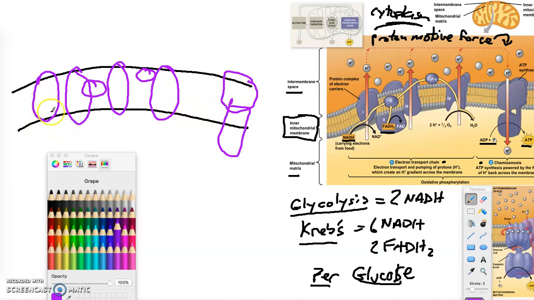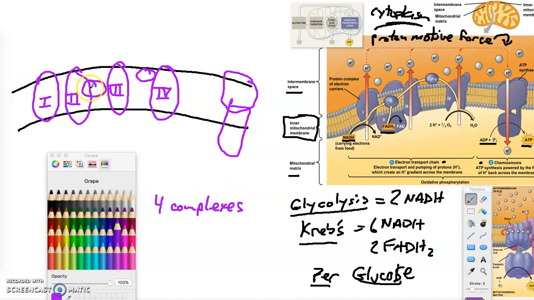All right, so what are these? Well, first of all, we have 4 complexes. These are big complexes, and these are made of protein. So there's 1, there's 2, there's 3, and there's 4. So 4 complexes.